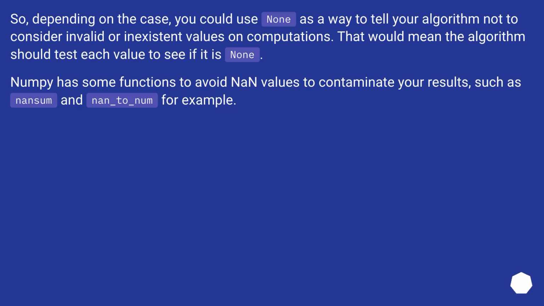So, depending on the case, you could use None as a way to tell your algorithm not to consider invalid or inexistent values on computations. That would mean the algorithm should test each value to see if it is None. NumPy has some functions to avoid NaN values to contaminate your results, such as nansum and nan_to_num, for example.